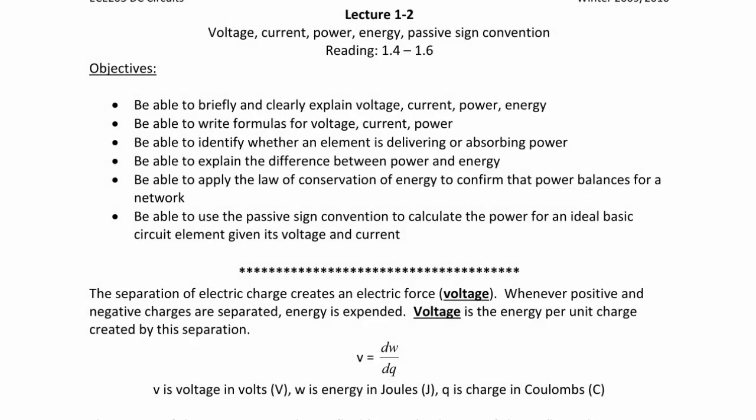We will start Lecture 2 of the DC Circuit course on voltage, current, power, energy, and the passive sign convention. Students should be reading sections 1.4 to 1.6 of the textbook in order to stay current on this topic.